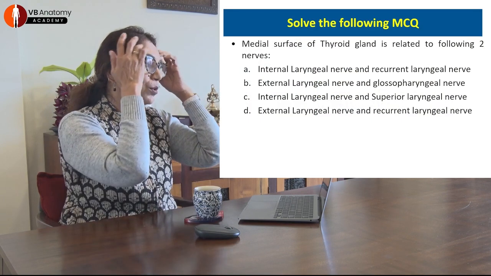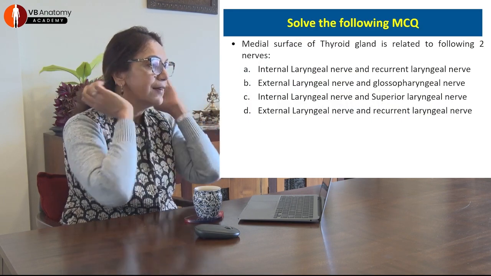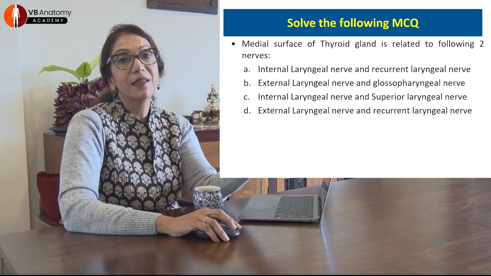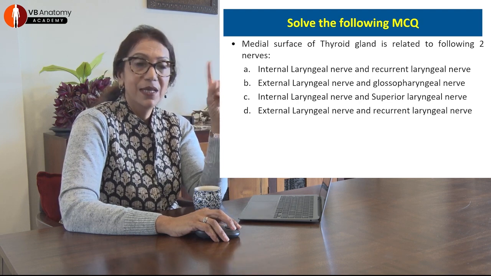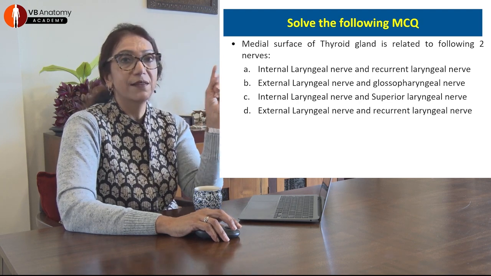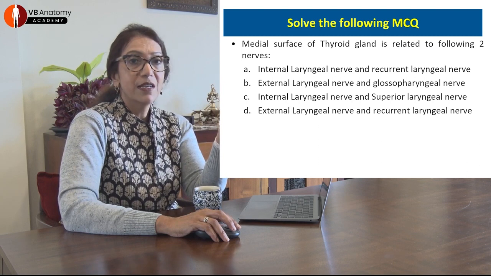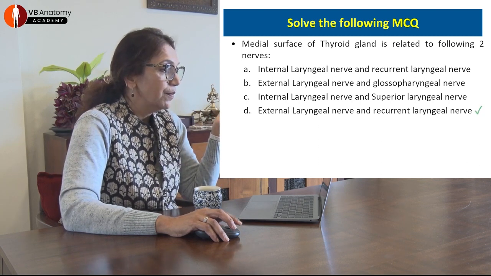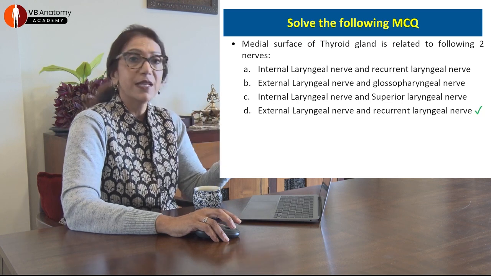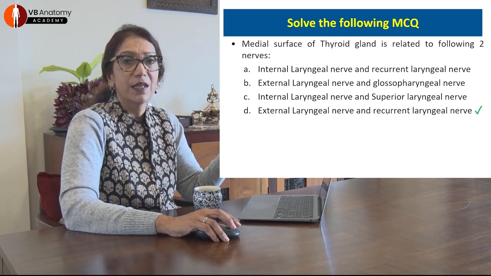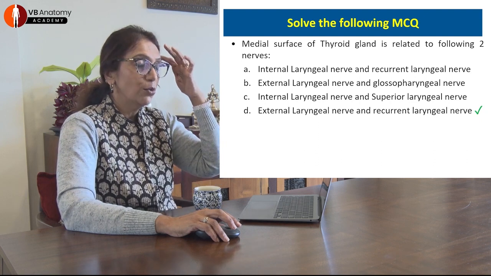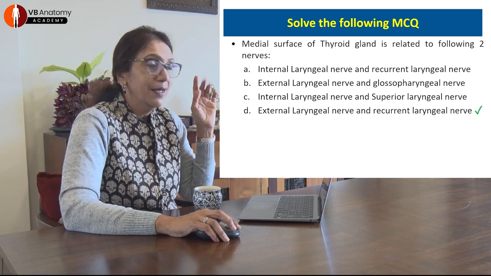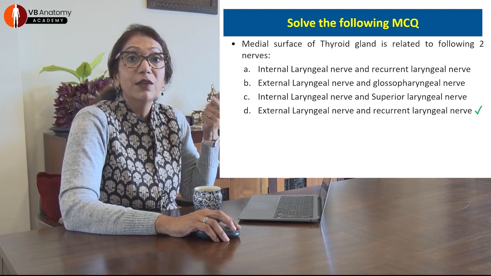Okay. Let's now go to the next question: medial surface of thyroid gland is related to the following two nerves. I'm not going to read this. I already know the answer. Medial surface of thyroid gland is related to external laryngeal nerve and recurrent laryngeal nerve. Is that option here? Yes, so that's my answer. Why should I read everything and confuse myself? Once I know the answer, then I may check out the others, but I know the answer. Okay, this is how we solve MCQs with knowledge.